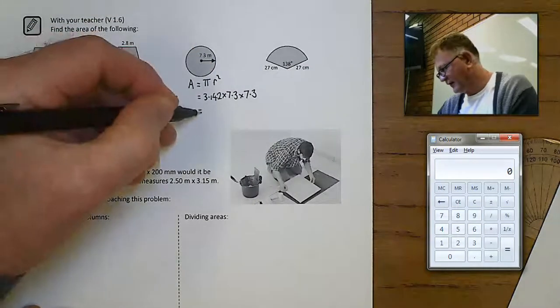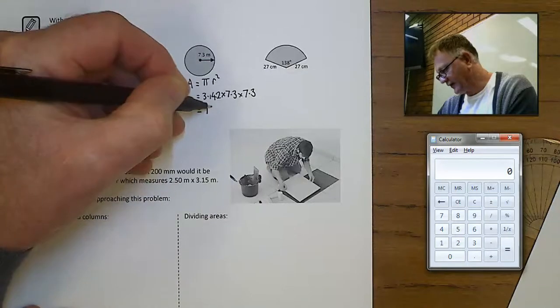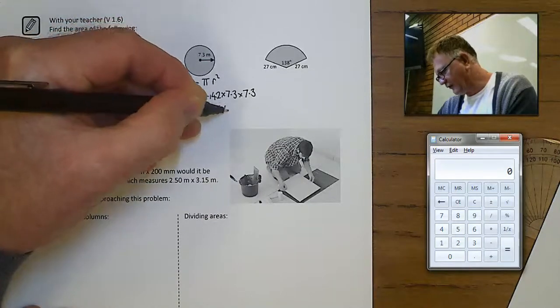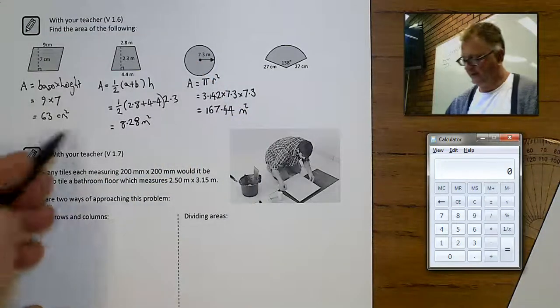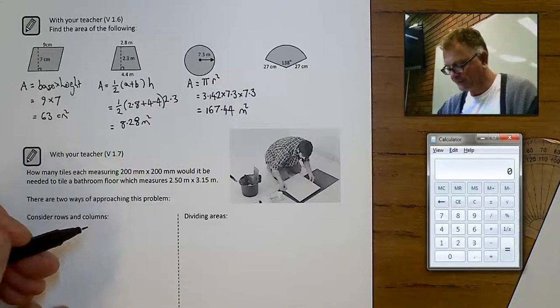Okay, I've done this beforehand on the calculator. I got an answer of 167.44 metres squared. Remember to have square units for your answers when you're talking about area.